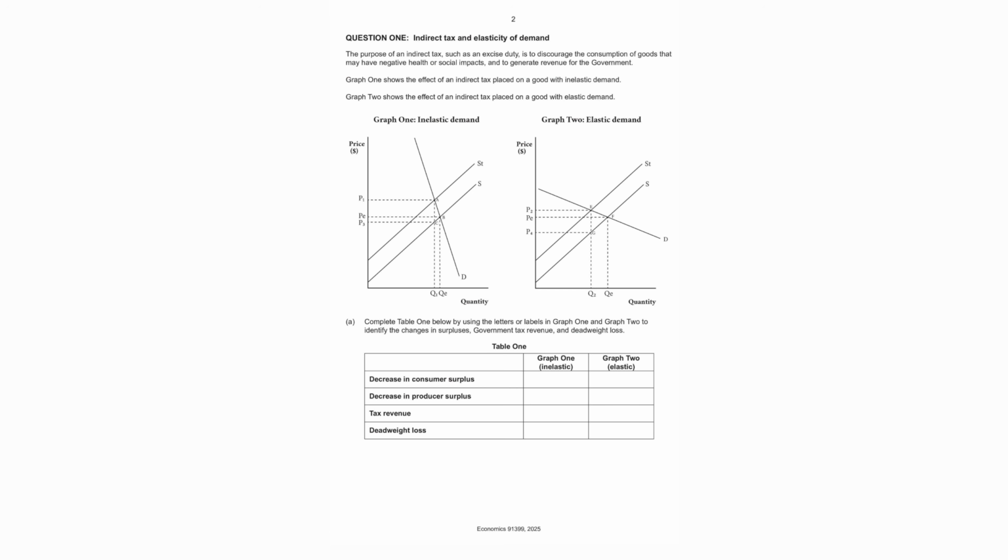Alright, so question 1 is all about tax and elasticity. It says that the purpose of an indirect tax, such as an excise duty, is to discourage the consumption of goods that may have negative or social impacts, and to generate revenue for the government.